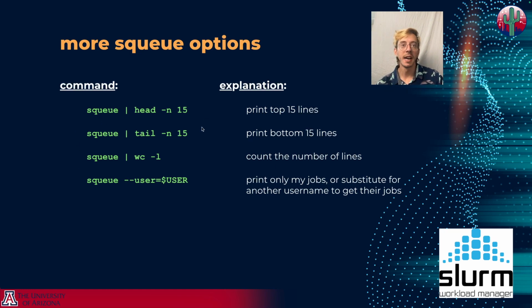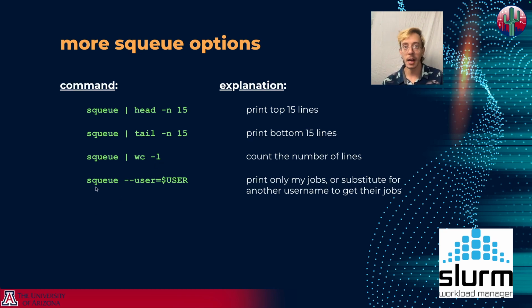You could also look at the tail of the SQ by doing this, so that would print the bottom 15 lines. If you wanted to get the number of jobs that are running or in the queue, the WC command, this is word count, and the -L option tells it to count the lines. So the number of lines that it outputs would be the number of jobs that are in the queue or running. And you can also pass it other options.